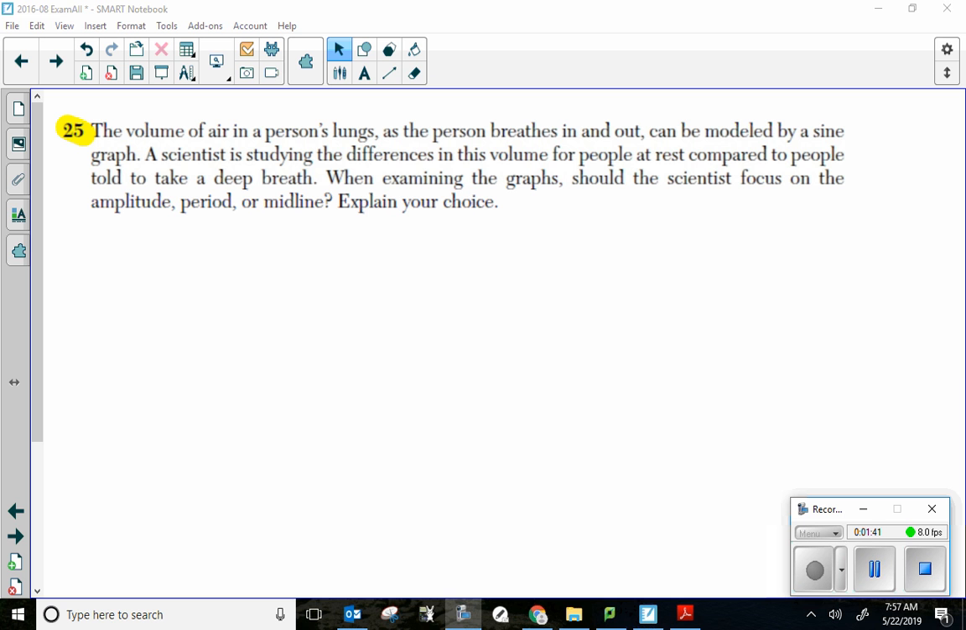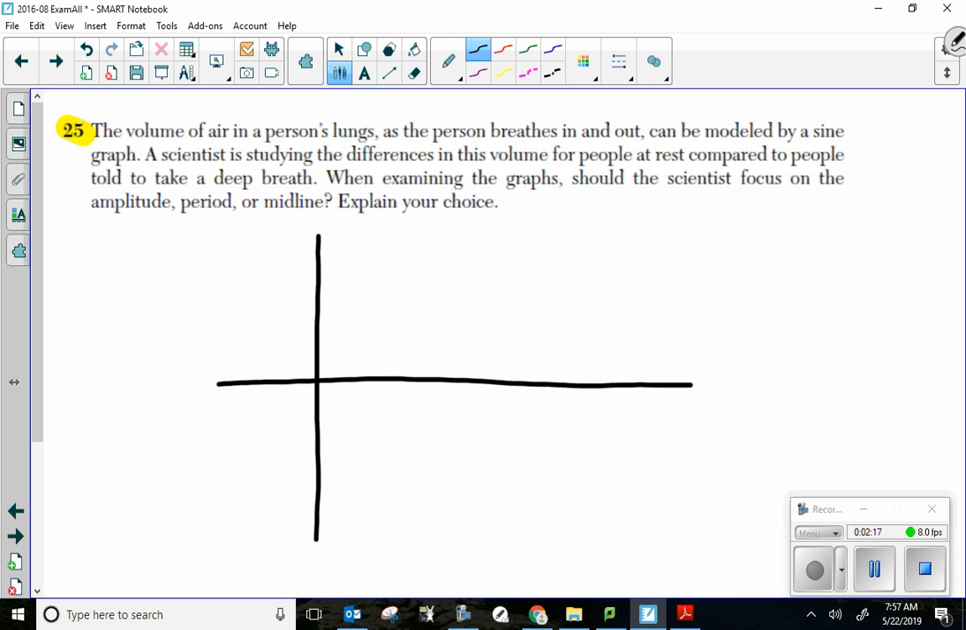So let's start with number 25. The volume of air in a person's lungs, as the person breathes in and out, can be modeled by a sine graph. A scientist is studying the difference in the volume for people at rest compared to people who are told to take a deep breath. When examining the graphs, should the scientist focus on amplitude, period, or midline? And explain your choice. So I know a sine graph looks like this. It's an S.